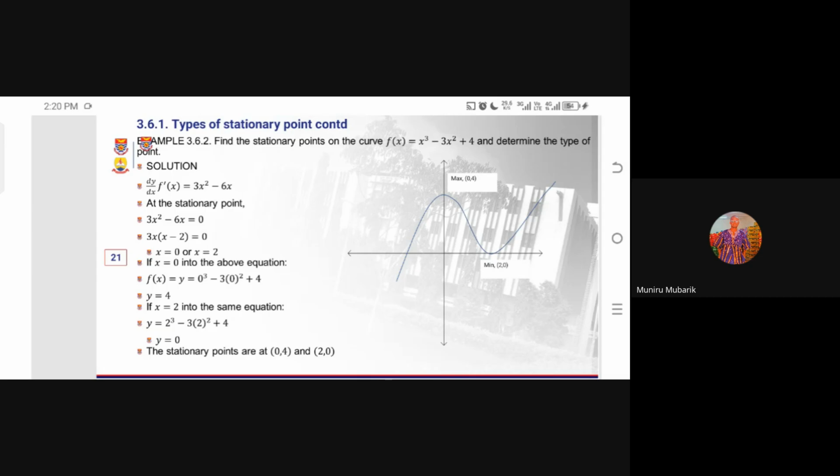Okay. So this question, we are being asked to find the stationary point and the type. So we have x cubed minus 3x squared plus 4. What will be the first derivative? 3x squared minus 6x. Okay, so what will be the x values when you equate it to 0?